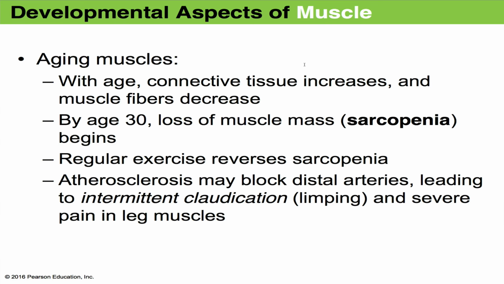They're both equal. As far as age goes with muscle, as you age, connective tissue increases and muscle fibers decrease. By age 30, loss of muscle mass starts, and this is referred to as sarcopenia. Regular exercise reverses sarcopenia. So if you're running, swimming, lifting weights, or playing sports, this is going to help retard and delay sarcopenia. Atherosclerosis may block distal arteries, which leads to intermittent claudication. So you start seeing limping and severe pain in leg muscles.